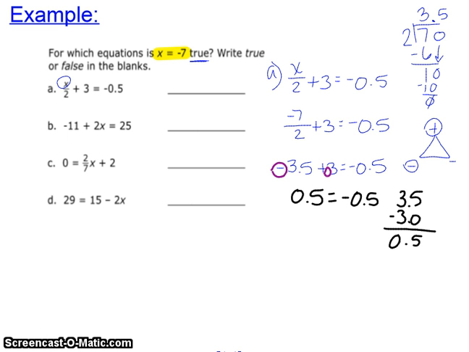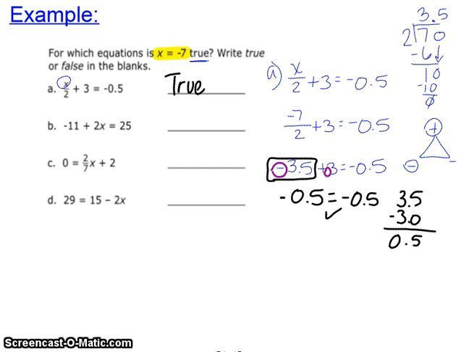What I have to determine is whether it should be positive or negative 0.5. Well, again, after I subtract, I go back and keep the sign of the bigger number. My bigger number was 3.5, and it was negative. So I have negative 0.5 is equal to 0.5, and that checks out. So this is a true statement. But I have to do the same thing for all the other ones.